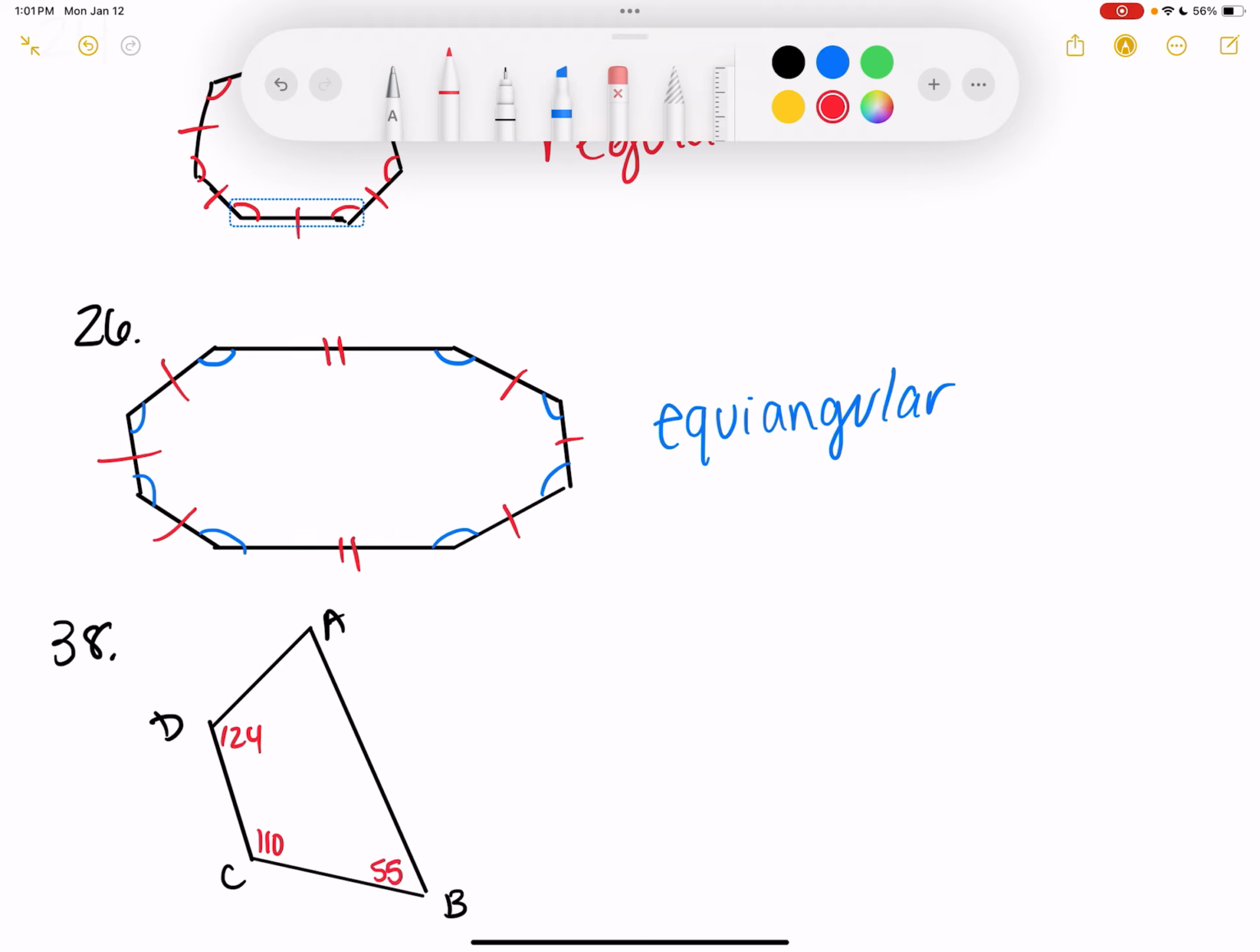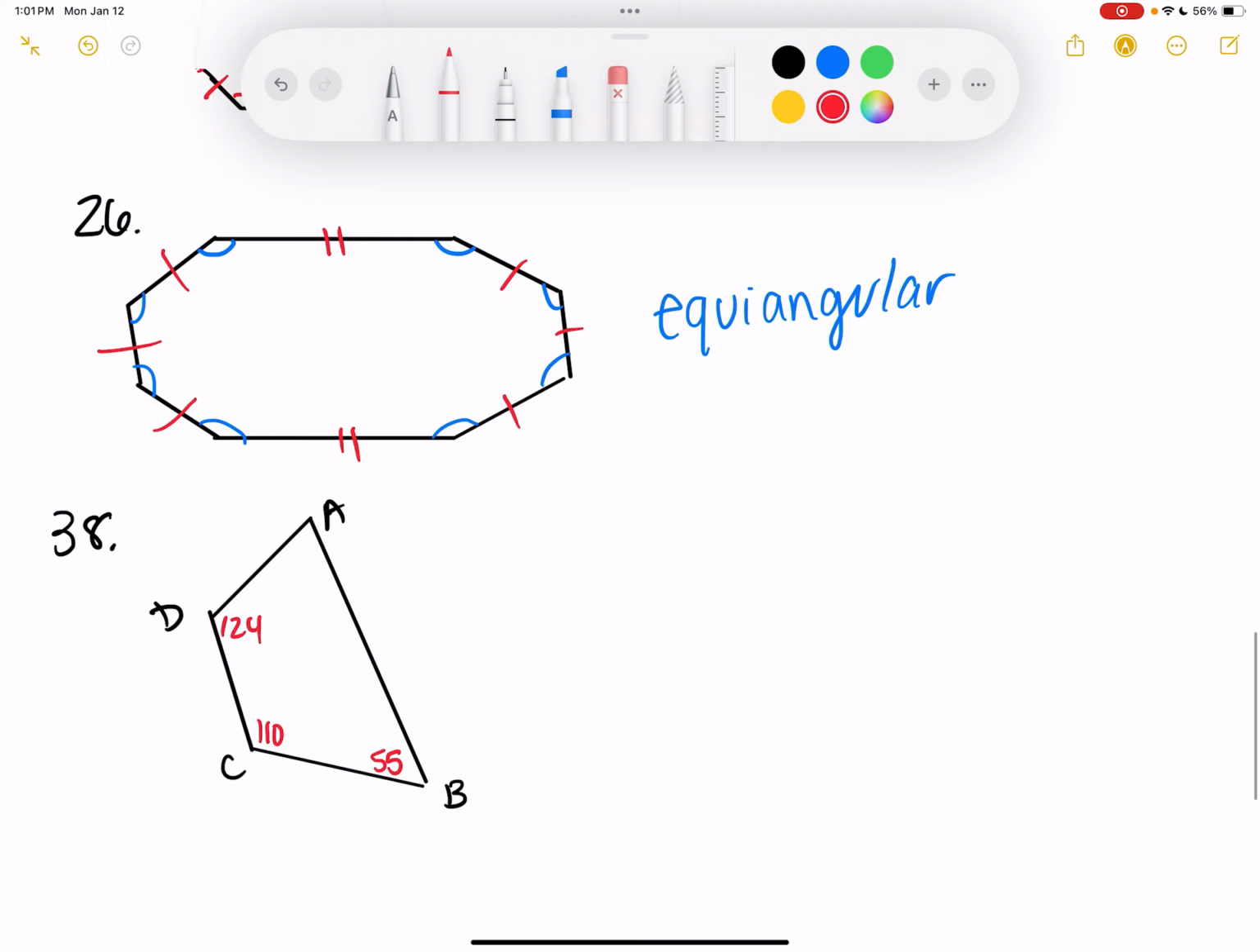All right, so we're solving for angle A. So how would I set this up to solve it? Angle A. Oh, shoot, 360 minus 124 minus 110 minus 55. And when I do that, that ends up being 71 degrees.